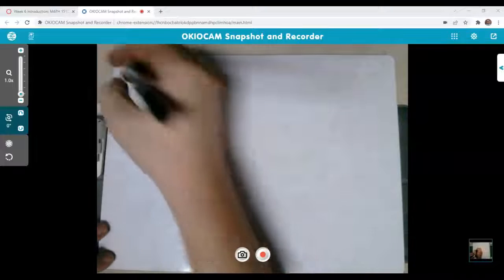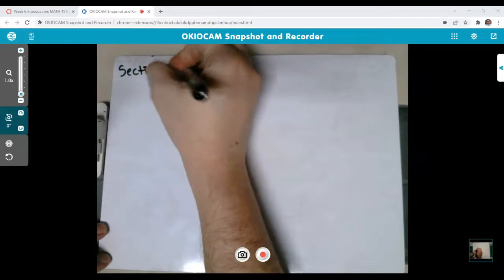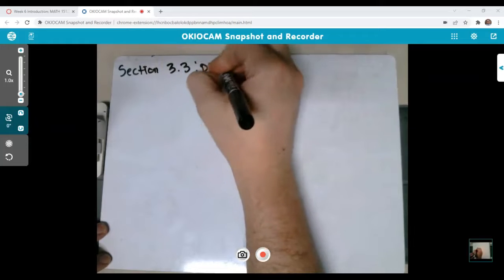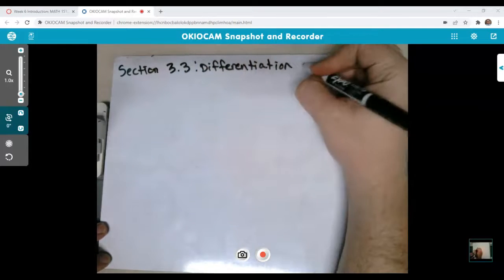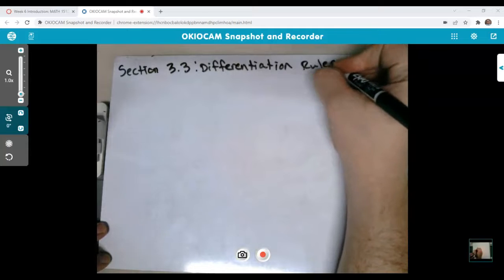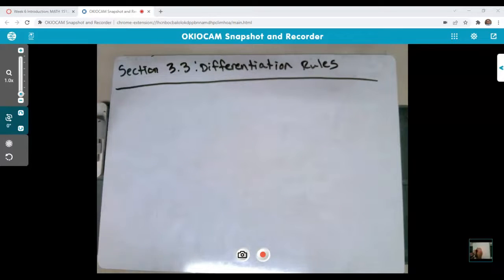Okay, it is now time to move on to section 3.3, which discusses differentiation rules. You all will be very happy to know that in section 3.3 we are learning tricks to find derivatives in a quicker way.